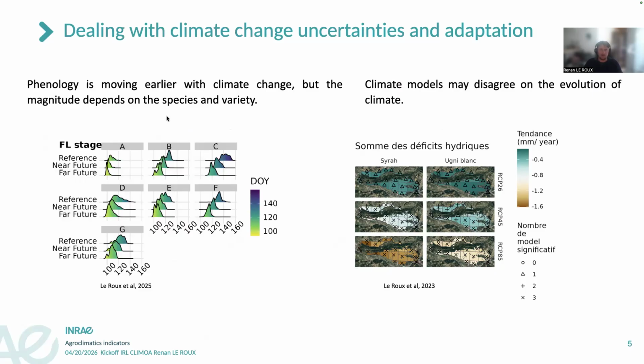If you take earlier varieties, you can avoid some damage. On the right side, you've got an illustration of this, depending on the species of vine. So you've got the Syrah and the Ugni Blanc, which are two varieties of vine.